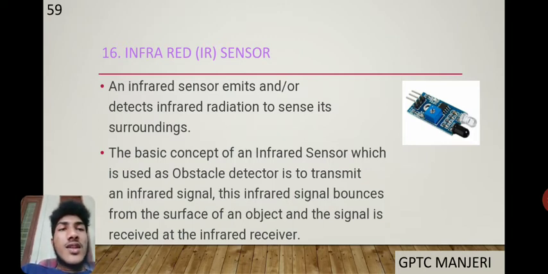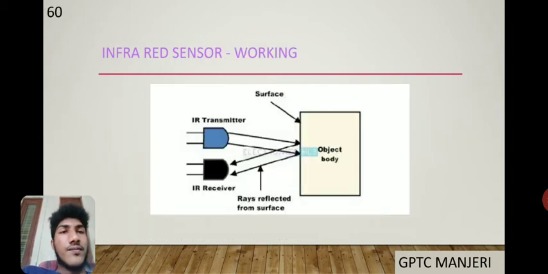An infrared sensor emits or detects infrared radiation to sense its surroundings. The basic concept of an infrared sensor, which is used as an obstacle detector, is to transmit an infrared signal. This infrared signal bounces from the surface of an object and the signal is received at the infrared receiver. This is the working diagram of the infrared sensor.